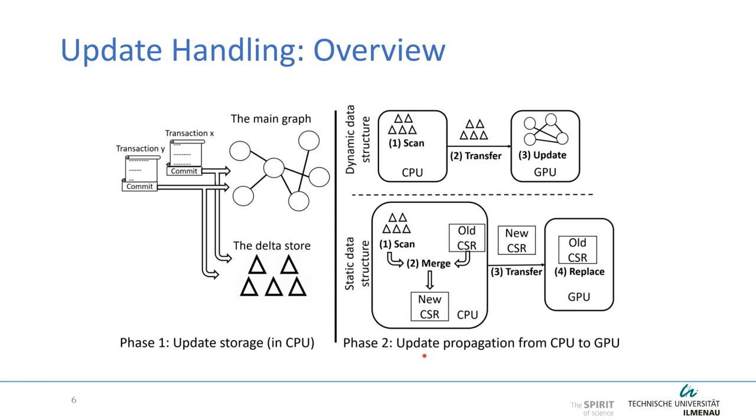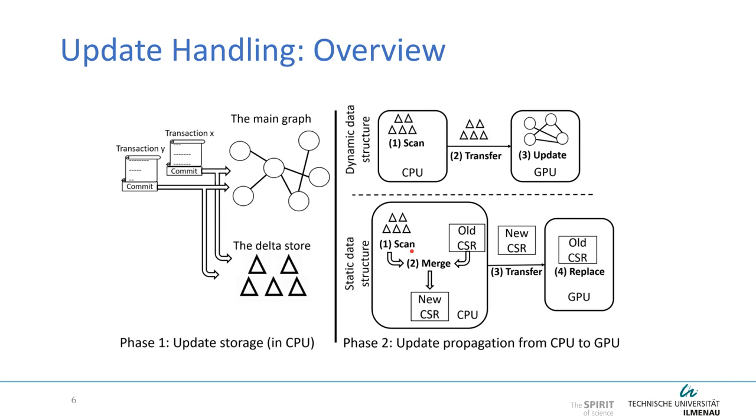As for the update propagation phase, the execution flow depends on the data structure that underlies the graph itself on GPU, whether it's a static data structure or a dynamic data structure. The majority of the works on GPU-based graph analytics use a static data structure, specifically the CSR. So if you have a static data structure like the CSR, the update propagation would start with a scan of the delta store here.